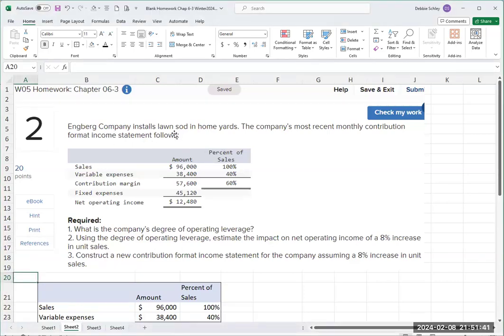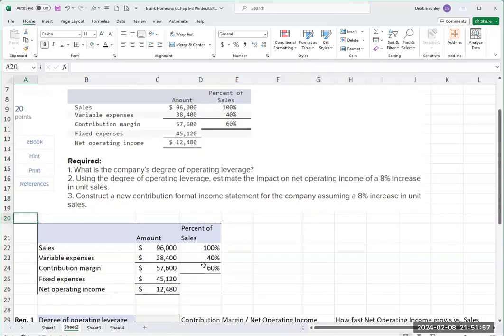Angerberg Company installs lawn sod in home yards. The company's most recent monthly contribution format income statement follows. So sales, variable expenses, on and on to contribution margin. And then it tells me my ratios right here. So I copied all of that data right here.